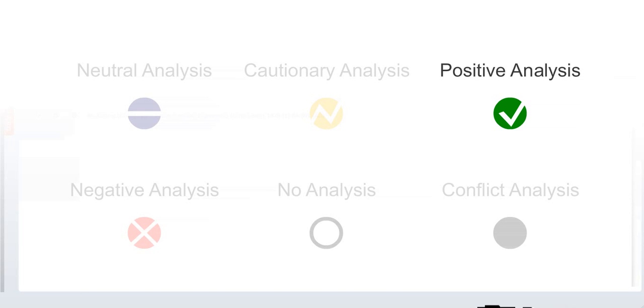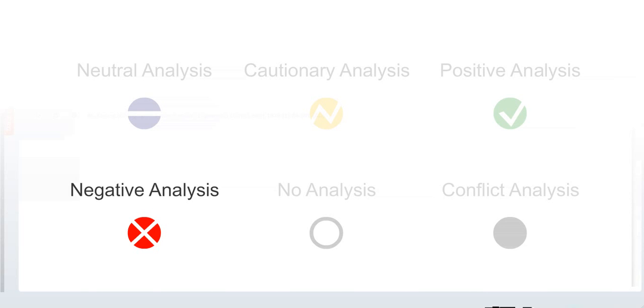Positive analysis is represented by the following symbol and is when the chosen judgment has been analyzed by a court of law in a way which suggests that it may be relied on as authority. Negative analysis is represented by the following symbol and is when the chosen judgment has been analyzed by a court of law in a way which suggests that it may not be relied on as authority.